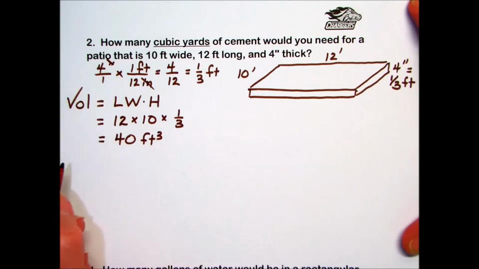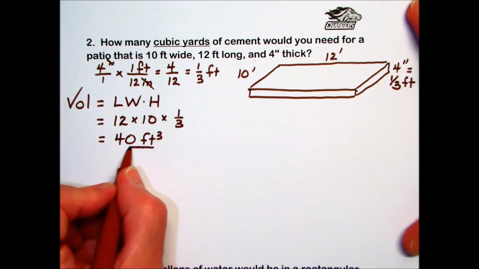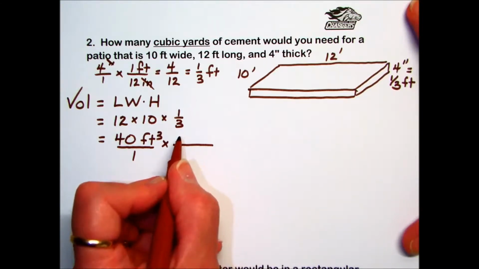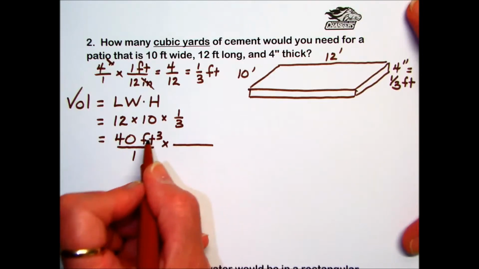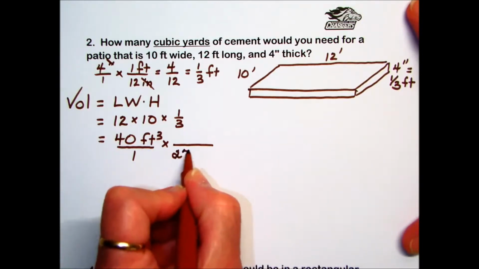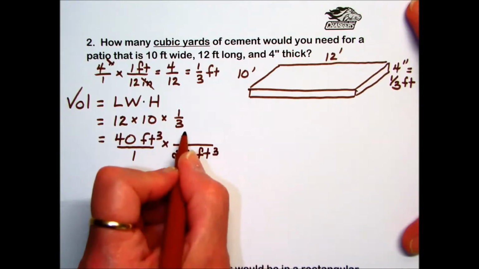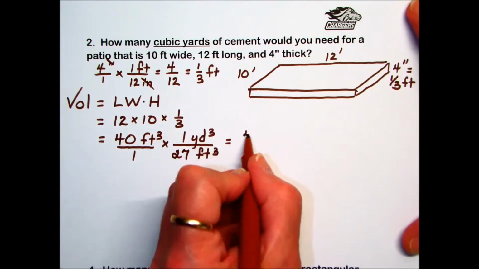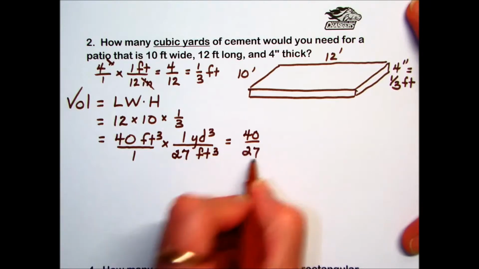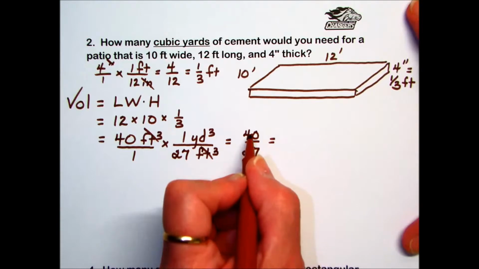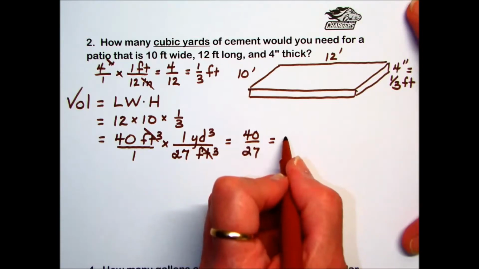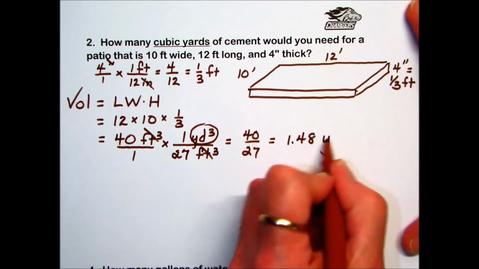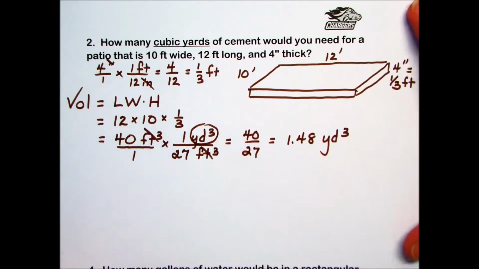Now we're ready to answer the question of how many cubic yards of cement. If you look at a conversion table, you will see that there are 27 cubic feet in 1 cubic yard, and if we want to cancel out the cubic feet, we'll put the 27 cubic feet in the denominator, the 1 cubic yard in the numerator, and then multiply. 40 times 1, 1 times 27, the cubic feet cancel out, and when we do the division, 40 divided by 27 leaves us with a value of 1.48, and the units that didn't get canceled out are cubic yards, to answer the question that's being asked.